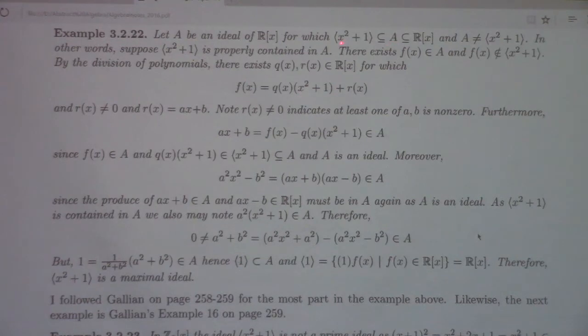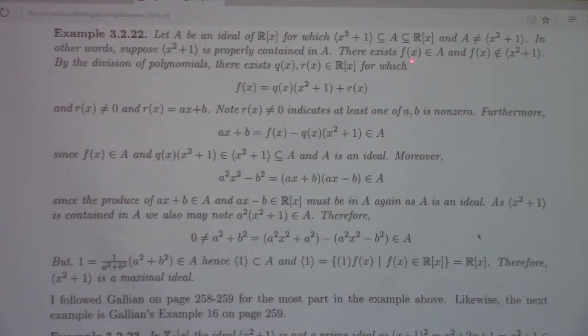So suppose you have an ideal A between x squared plus 1 and the polynomials, such that it's not equal to the ideal generated by x squared plus 1. What do we need to show then? All that's left to show is that, if it's equal to that ideal, fine, we're done. If it's not equal, it has to be R, all of the polynomials. Otherwise, x squared plus 1 would not be maximal.